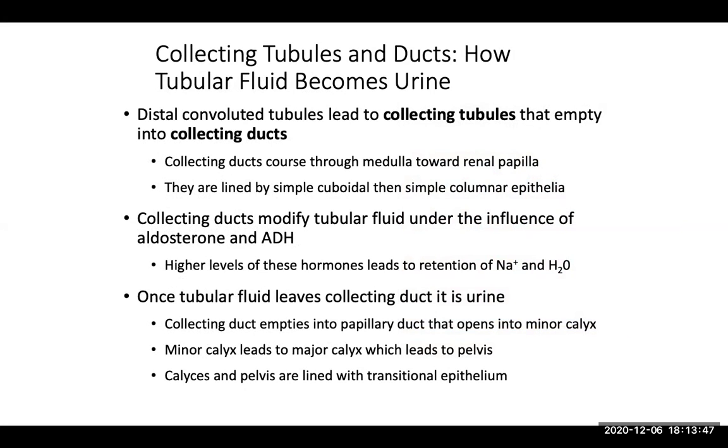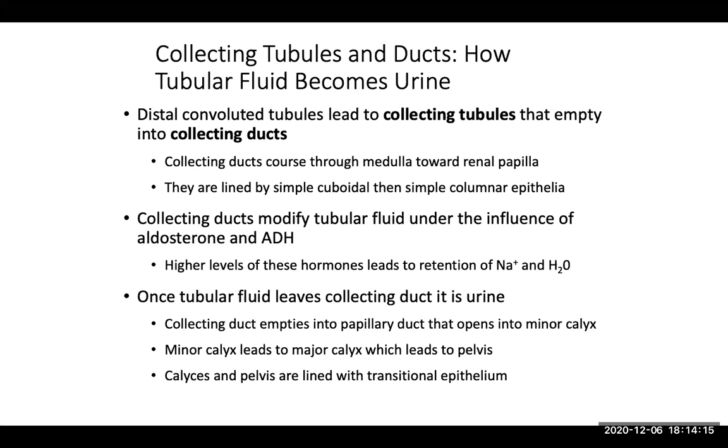The collecting tubules and ducts: how tubular fluid becomes urine. The distal convoluted tubules lead to collecting tubules that empty into collecting ducts, which will course through the medulla toward the renal papilla. Collecting ducts will modify tubular fluid under the influence of aldosterone and antidiuretic hormone. Higher levels of those hormones lead to retention of sodium and water. And once the tubular fluid leaves the collecting duct, it is urine.